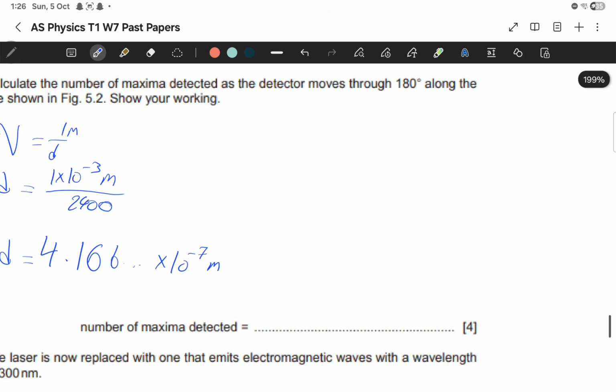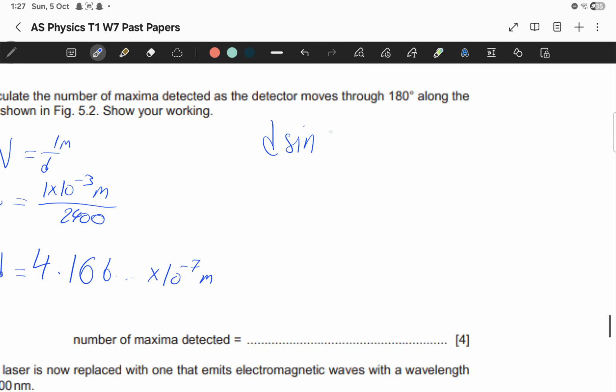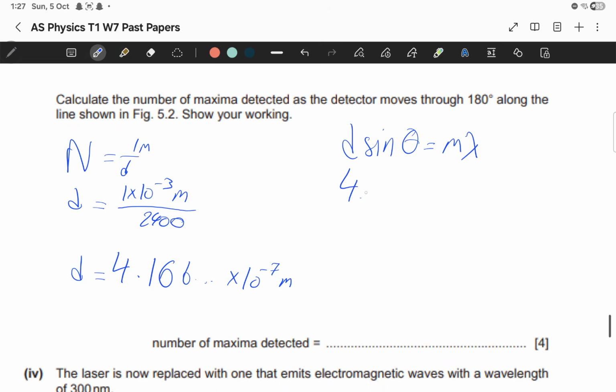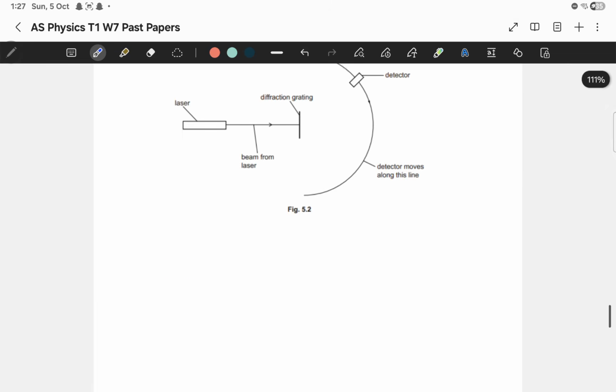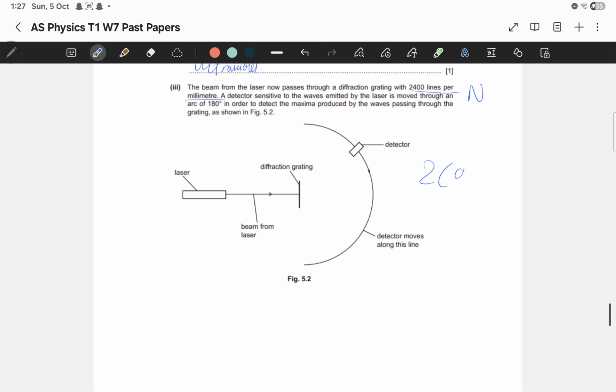Now we're going to use d sine theta equals m lambda. So we have d, 4.1666 repeating times 10 to the power negative 7, times sine. Now, it says it moves 180, but that's a trick, because sine 180 would give you 0, and then you'll be confused. What do I do? We're going to say sine 90. Take 180 as 2 times 90, so it goes 90 degrees twice. It goes here, stops, then goes here. That's essentially what the 2 sine 90 is.